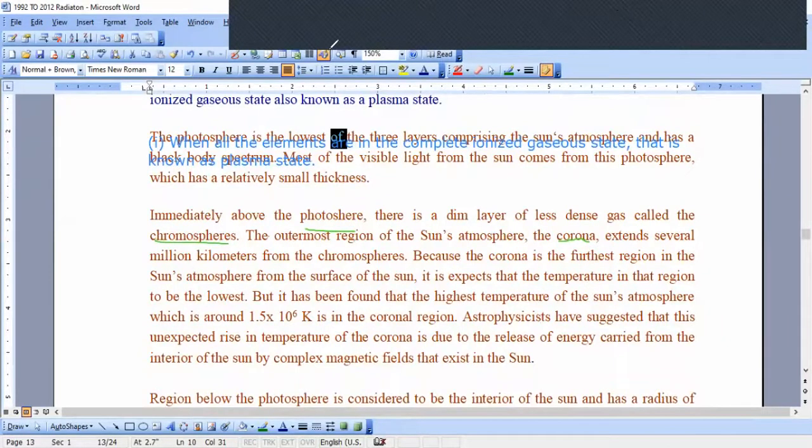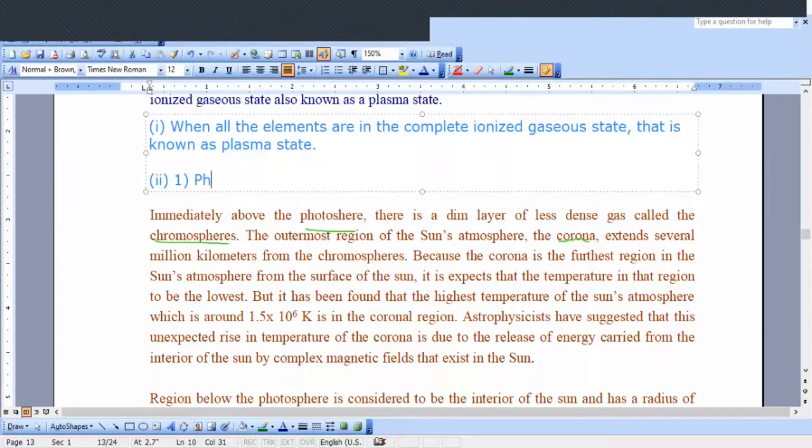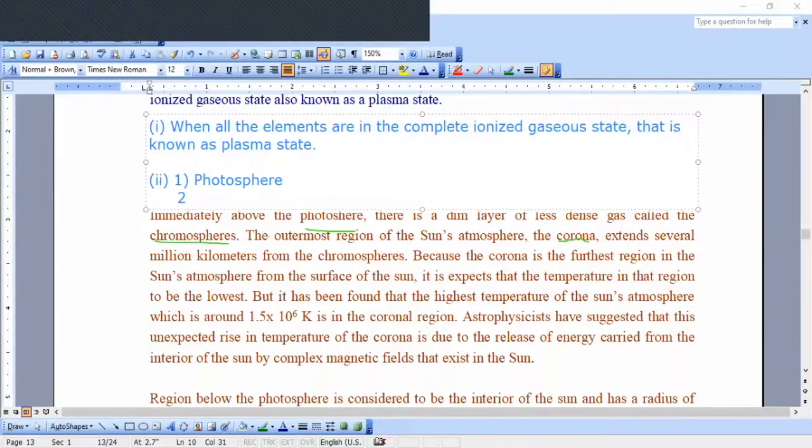Right, very good. So what's the answer for Roman number 2? There are 3 regions. The first one is the photosphere. Very good. Second one, what is the second region? Chromosphere. Right? Very good. Chromosphere.